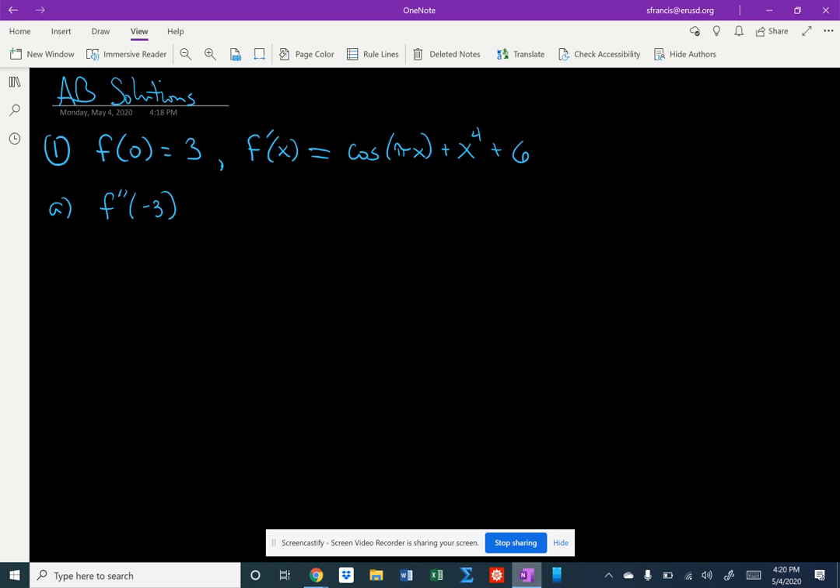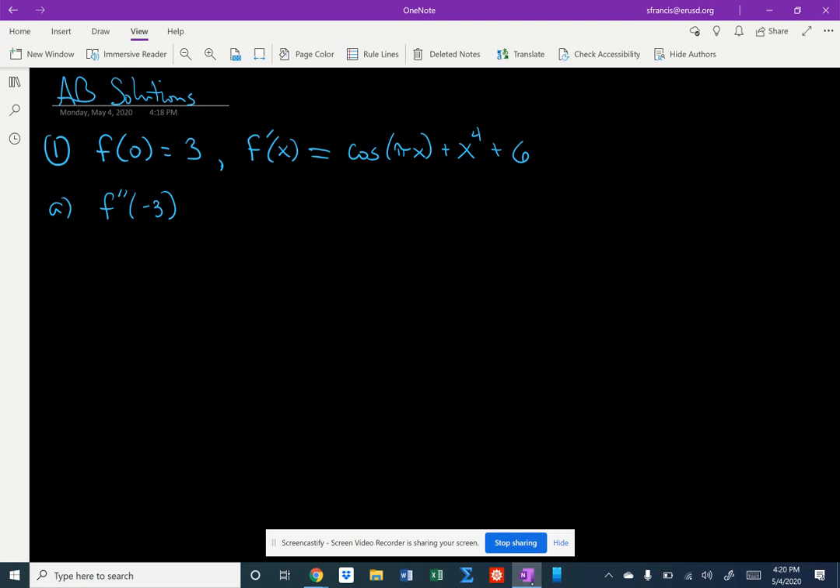All right, let's go through the solutions for last week's practice exam. And in number one, we're given that f of 0 is 3 and f prime of x is this expression here, cosine of the quantity pi x plus x to the fourth plus 6. And in part A, we just got to go through a straightforward problem and find f double prime of -3.